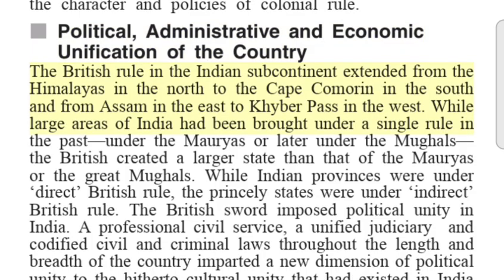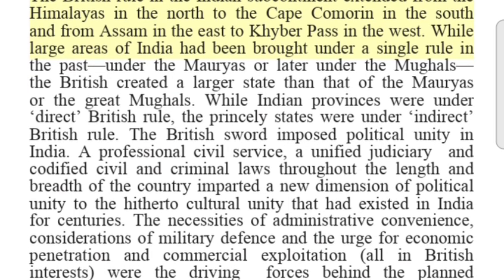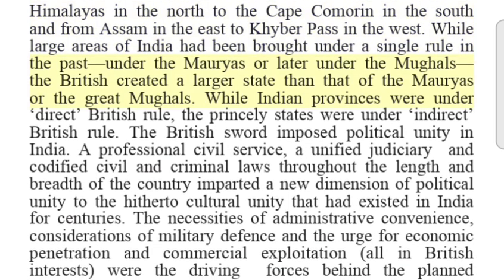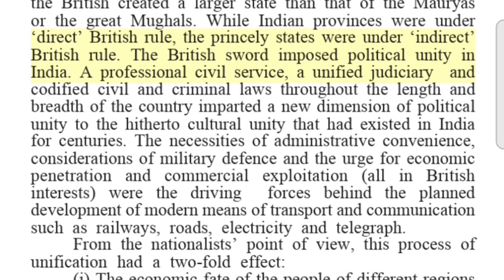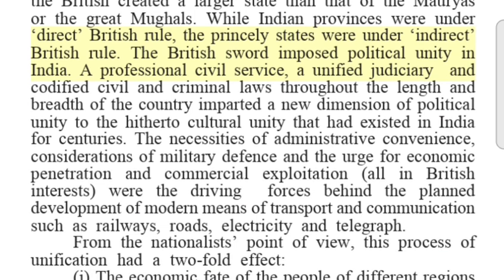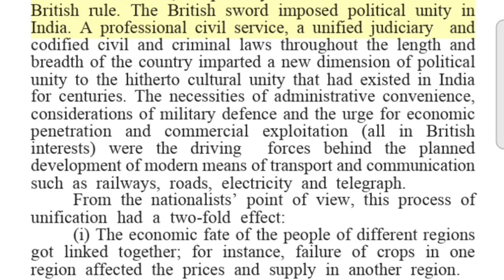The British rule in the Indian subcontinent extended from the Himalayas in the north to the Cape Comorin in the south and from Assam in the east to Khyber Pass in the west. While large areas of India had been brought under a single rule in the past, under the Mauryas or later under the Mughals, the British created a larger state than that of the Mauryas or the Great Mughals. While Indian provinces were under direct British rule, the princely states were under indirect British rule. The British sword imposed political unity in India.